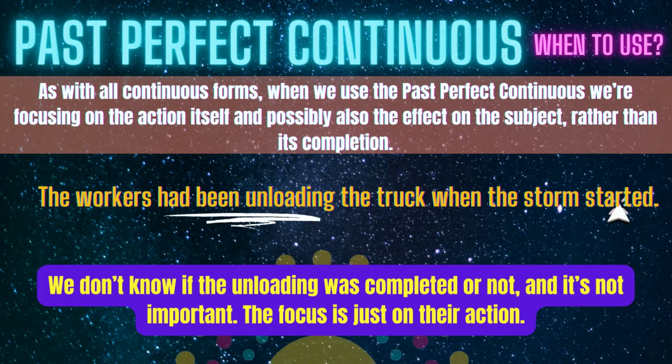Remember, as with all continuous forms, when we use the past perfect continuous, we're focusing on the action itself and possibly also the effect on the subject, rather than its completion, just like the following example. The workers had been unloading the truck when the storm started. We don't know if the unloading was completed or not, and it's not important. The focus is just on their action.